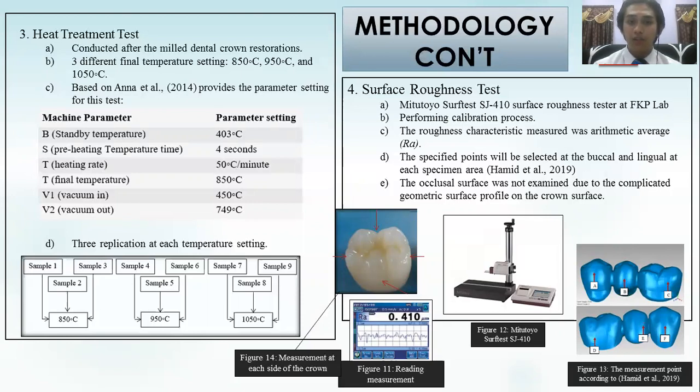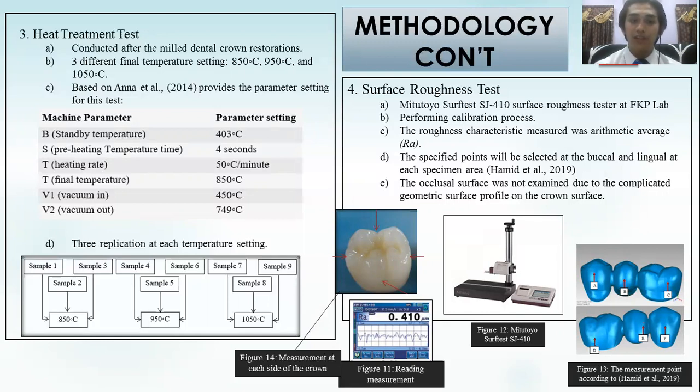For the machine parameter setting, according to Anna, who also studied the heat treatment for zirconia restoration, we use their parameter settings during my study, which are standby temperature at 403 degrees, heating rate at 50 degrees per minute, and also the vacuum in and vacuum out setting.